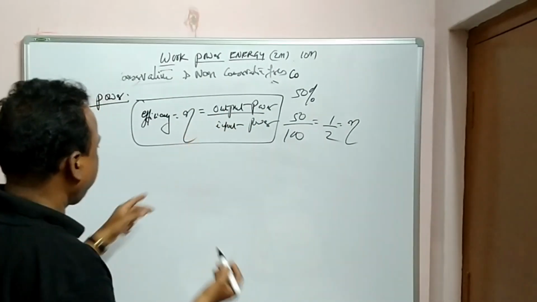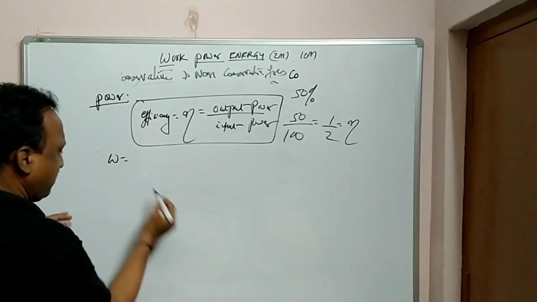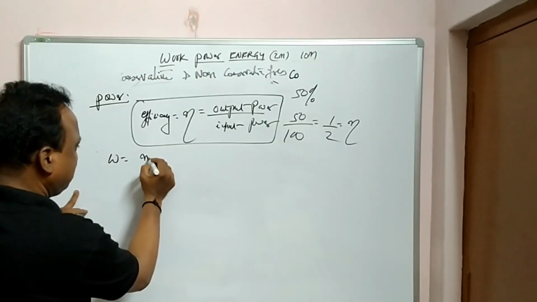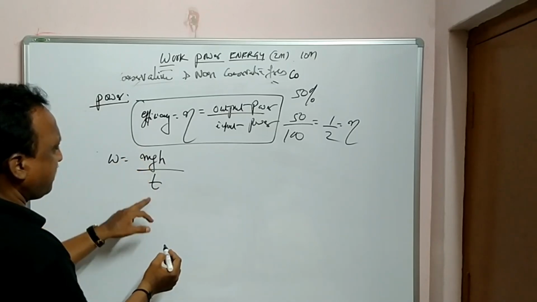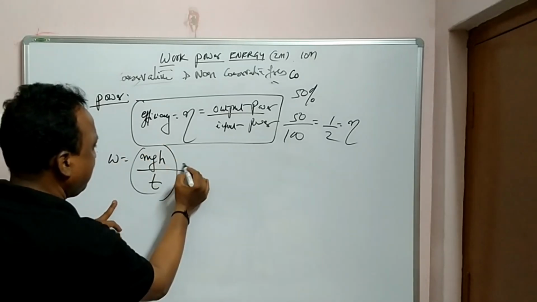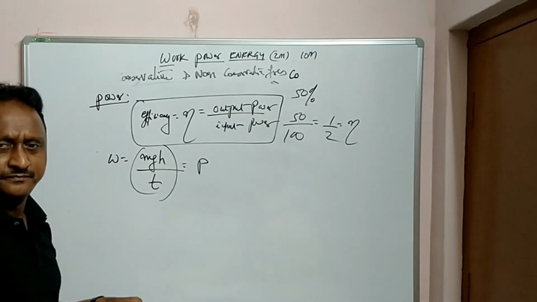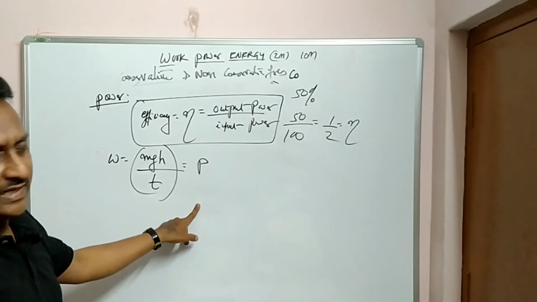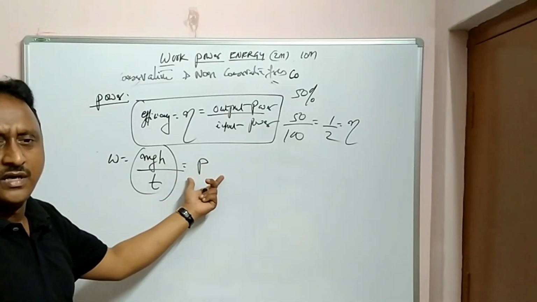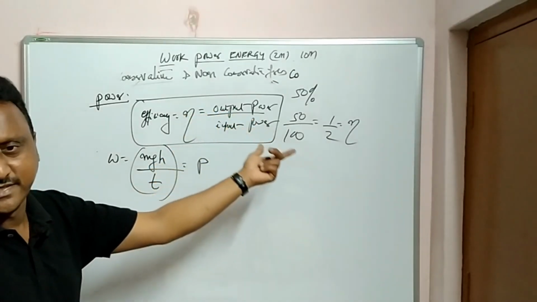ఓకే. అండ్ వర్క్ డన్ యూ ఆల్రెడీ నో. W is equal to potential energy అయితే mgh by time. Work done by time. This is again equal to your power. So these are the formulas we'll be using in numericals in calculating the value of power and also efficiency.